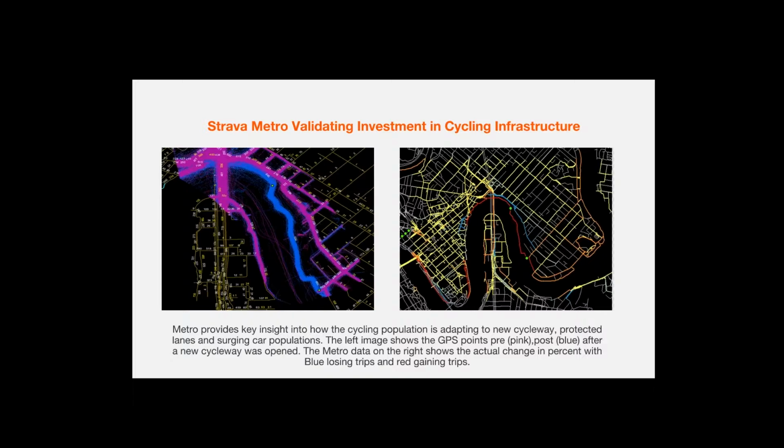So, Strava Metro validating investments in cycling infrastructure. This is where I find the data to be so just visually awesome. What you see on the left is 2 pieces of the raw GPS points. They're from 2 different months, from 2014. One is from May, one's from July, and what you can see is the blue is the one from July and the purple is from May. And sure enough, there's a big change.